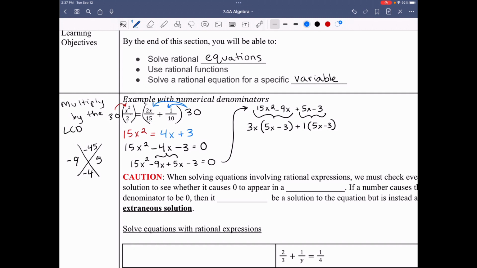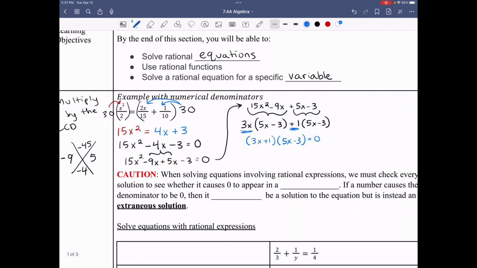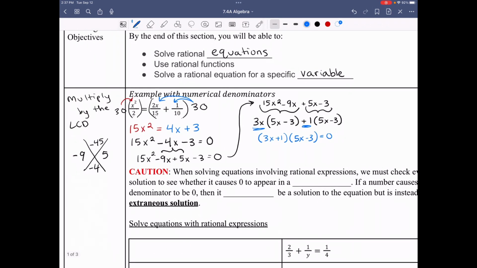Then we have this piece that's going to come into its own factor, 3x plus 1, and then we have the 5x minus 3 is the other factor. Now to solve, I have to set these equal to 0. I should have carried that along in the whole problem. So now that we've factored it, the first thing we did was we multiplied by the LCD. The next thing we did was we set it equal to 0. I'm going to label that as number 1.